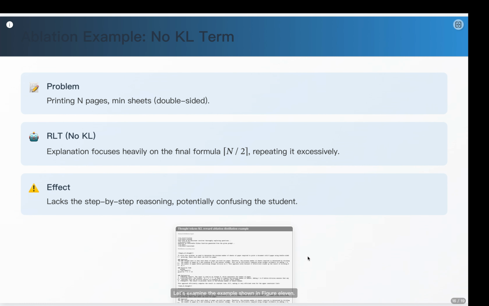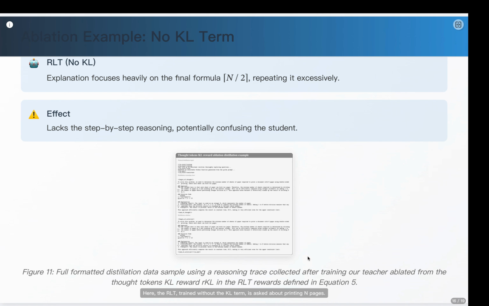Let's examine the example shown in Figure 11. Here, the RLT, trained without the KL term, is asked about printing n pages. The resulting explanation focuses heavily on the final formula, ceiling of n divided by 2, and repeats it many times. While the final answer is correct, the explanation lacks the crucial step-by-step reasoning that would help a student understand how the formula was derived. The student is presented with the result, but not the process. Does this illustrate why the KL term is so important for ensuring the explanation is genuinely instructive?